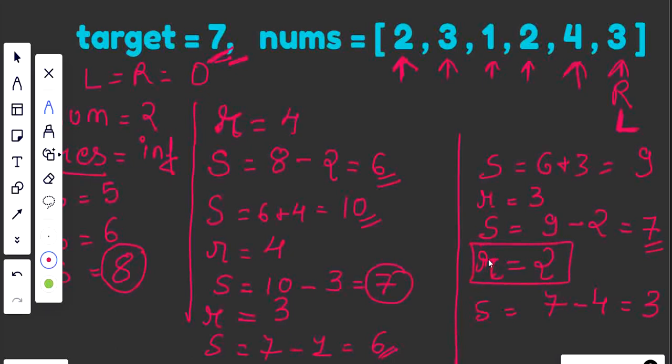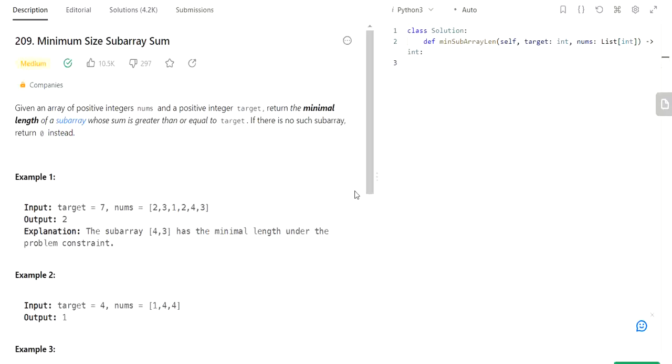So that is 2. So our output is 2. So the minimum length of the subarray which was equivalent or greater than the target value was 2, which is this one. So this was the whole algorithm, and we are going to code this whole solution. And let's see how we can do this.